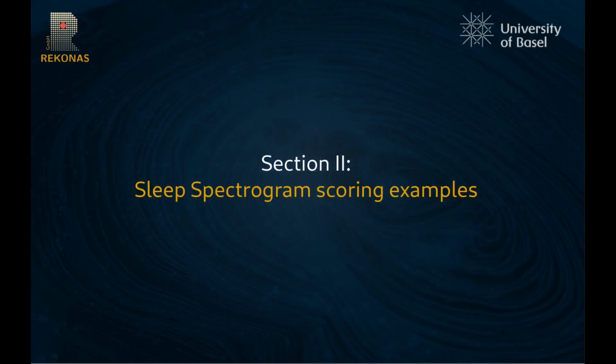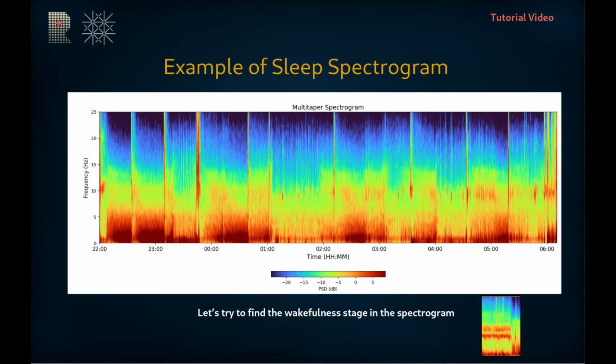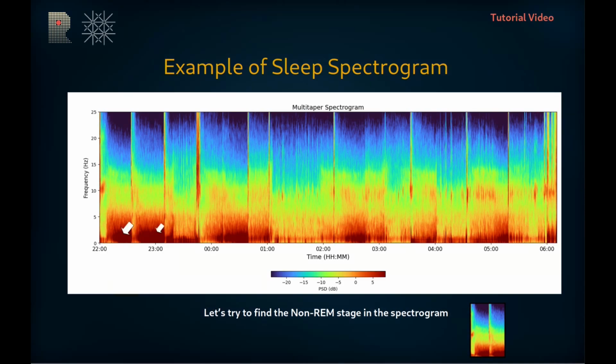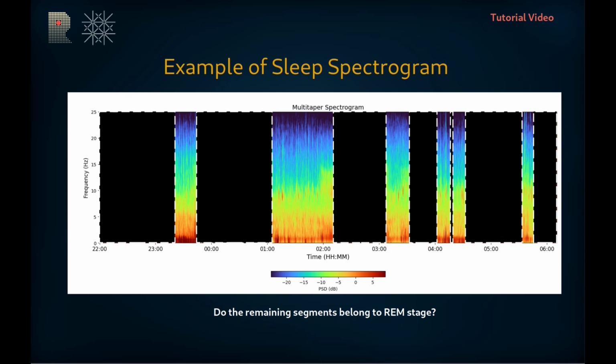Sleep spectrogram scoring examples. This is an example of a full night sleep spectrogram. Let's try to find the wakefulness stage in the spectrogram by looking at the motif. Once we have identified wakefulness, let's continue with non-REM. At this moment, we have identified both wakefulness and non-REM stages through the night. Now the question is, do the remaining segments belong to REM stage? Or were we wrong identifying the stages?